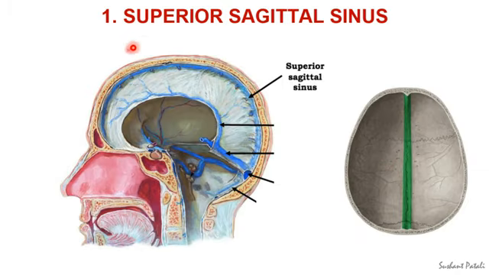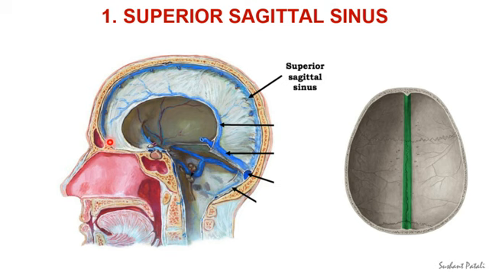The first unpaired dural venous sinus I am going to talk about is the superior sagittal sinus. The superior sagittal sinus lies within the convex attached margin of the falx cerebri. This sinus begins at the crista galli, a few millimeters behind and above the foramen caecum. On rare occasions, it receives a vein from the nasal cavity if the foramen caecum is patent.